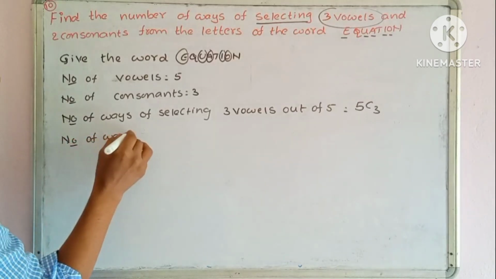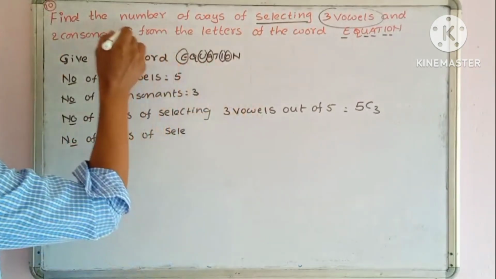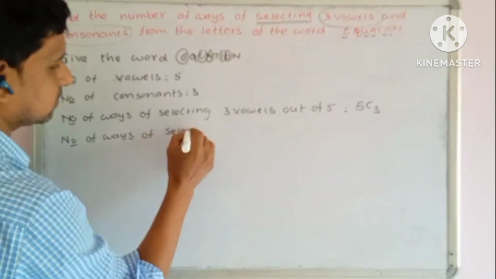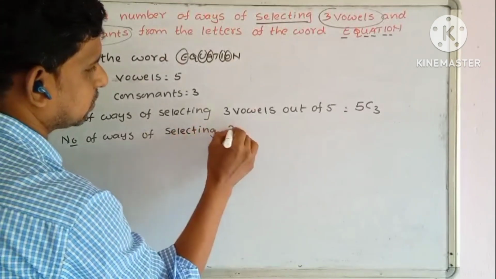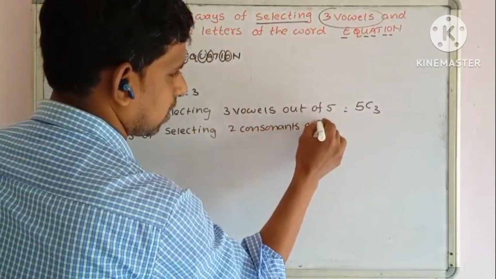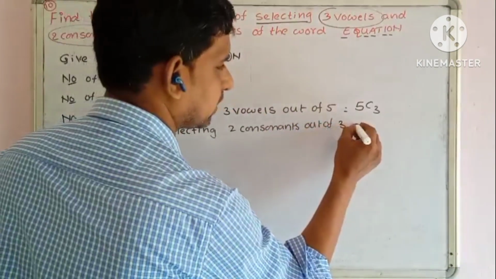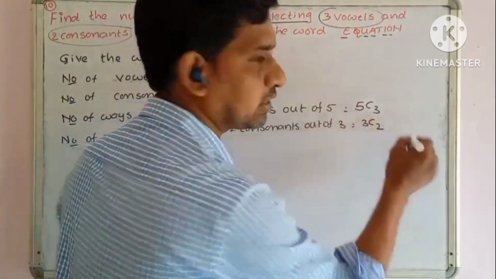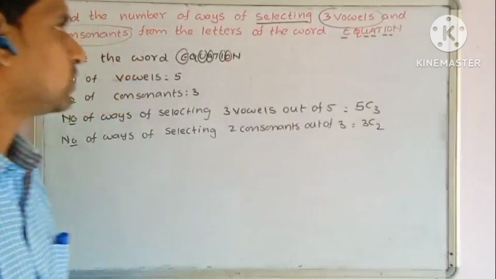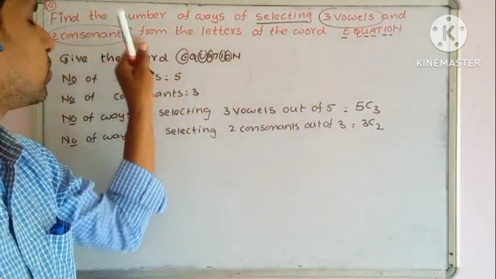Number of ways of selecting the next one, 2 consonants, out of how many consonants are there? 3. So that equals 3C2. Now total number of ways of selecting 3 vowels and 2 consonants.